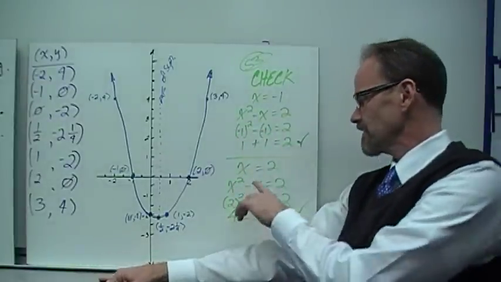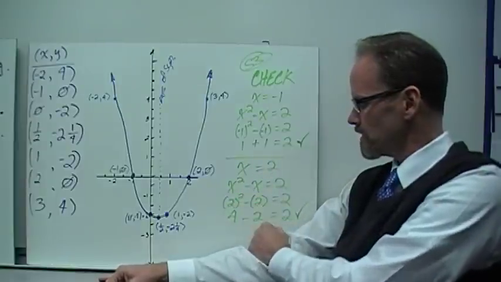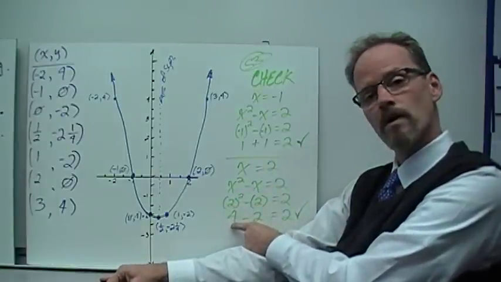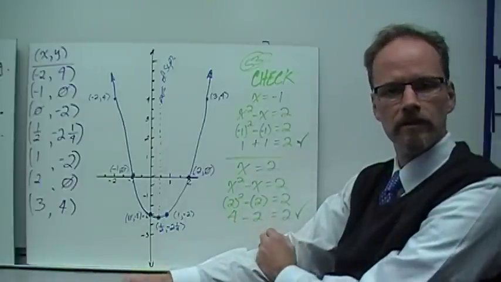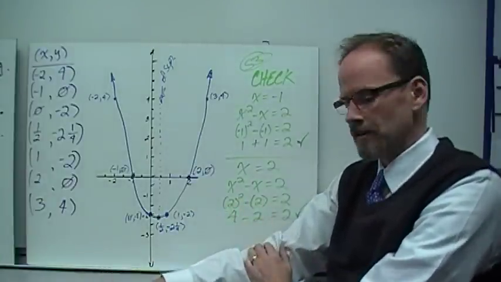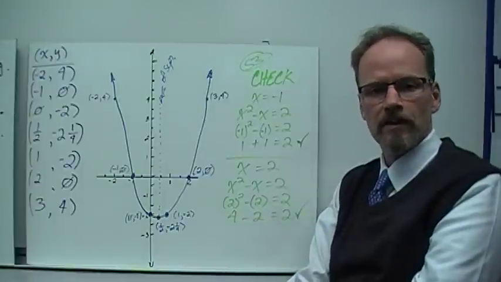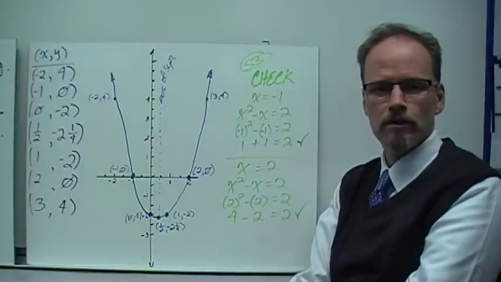Fantastic. Next one here, x equals 2. Plug them in. 2 squared minus 2. Well, that 2 squared is 4. 4 minus 2, we all know, equals 2. Fantastic again. My answer would be x equals negative 1 and x equals 2.